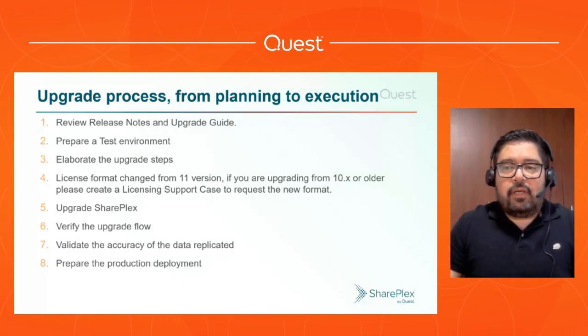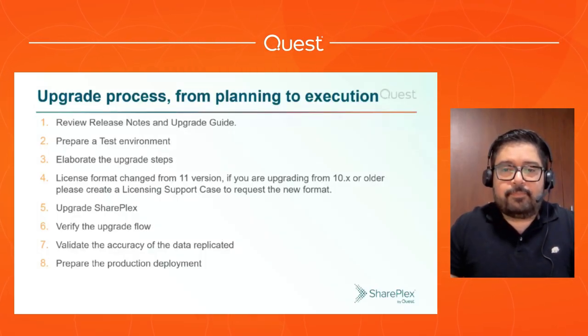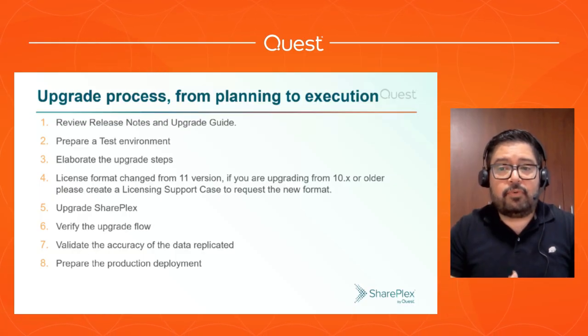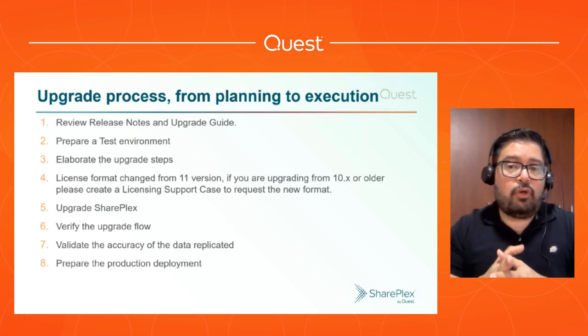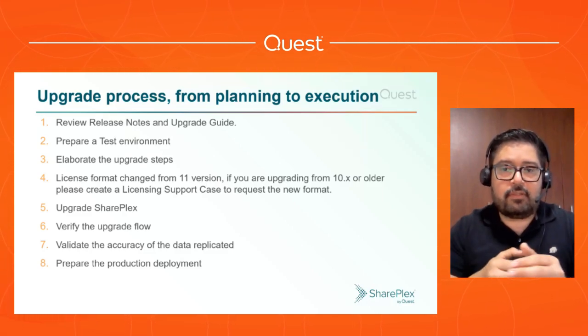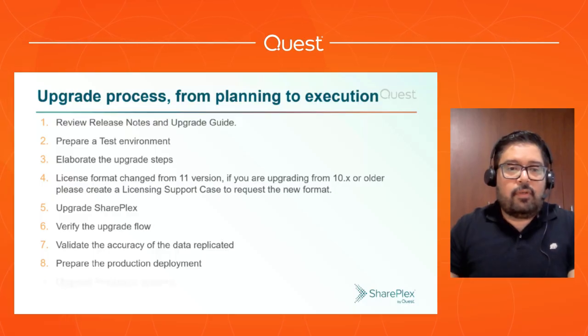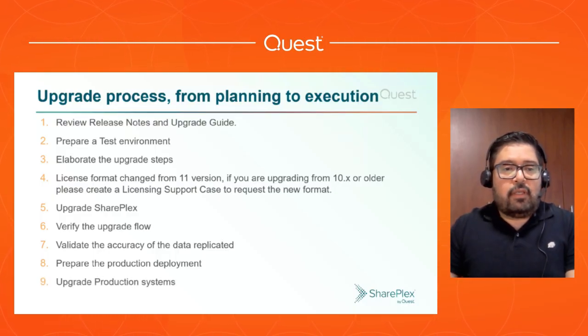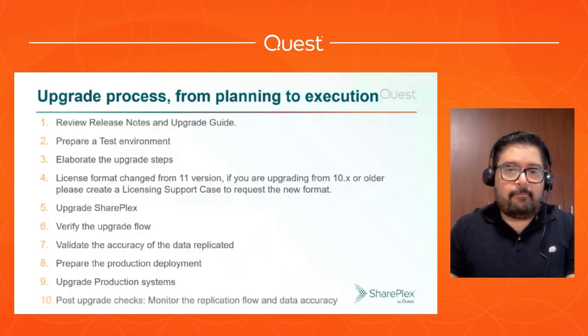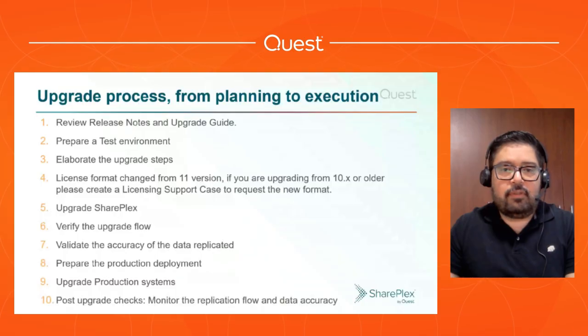Then you can go ahead to prepare the production deployment. Once you have confirmed that the upgrade was satisfactory in non-prod, then you can go to deploy in production. Here all the notes from the non-prod test come in handy, okay? Then you go to upgrade the production system and do post-upgrade checks. Basically, it will be monitoring the replication flow and data accuracy, okay? That everything is working as expected.